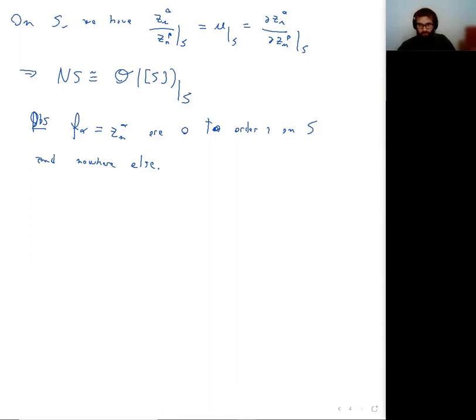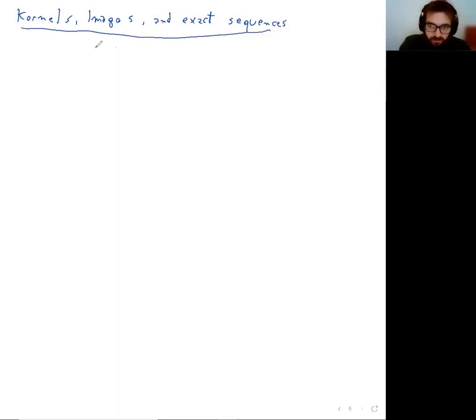Okay, now we're going to get into more, I'm going to call it, algebraic things. Now that we have vector bundles and maps between them, of course we're interested in studying the kernels and the images of these maps. All of this can be summarized in exact sequences. Have you ever heard about exact sequences? Yeah, they are very familiar. Okay, perfect.